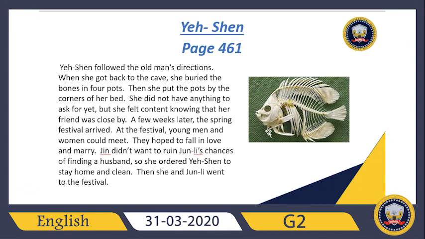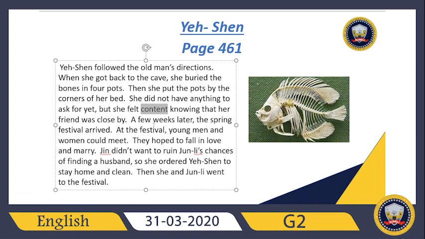461. So you can see the bones of the fish. Yishen followed the old man's directions. When she got back to the cave, she buried the bones in 4 pots. Then she put the pots by the corners of her bed. But she did not have anything to ask for yet. But she felt content knowing that her friend was close by. What is the meaning of this word? We have done it. Excellent. Satisfied. So she was satisfied that the fish was close by, but she did not make any wish.